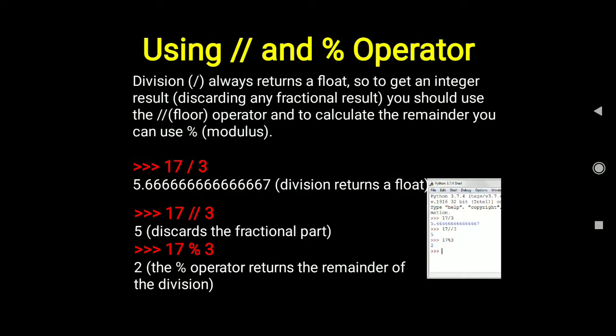Next is using integer division or a float operator. Division always returns a float, so to get an integer result, discarding any fractional result, you should use the floor operator, and to calculate the remainder you can use modulus. Examples are given here. The rest of the topic I will cover in the next video.